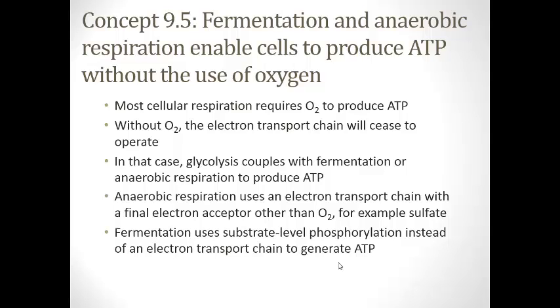Without oxygen, glycolysis is going to be coupled with either fermentation or anaerobic respiration in order to produce some ATP. Anaerobic respiration is essentially the same thing as aerobic respiration, except that it's going to use a different final electron acceptor. For instance, some bacteria use sulfate as their final electron acceptor.